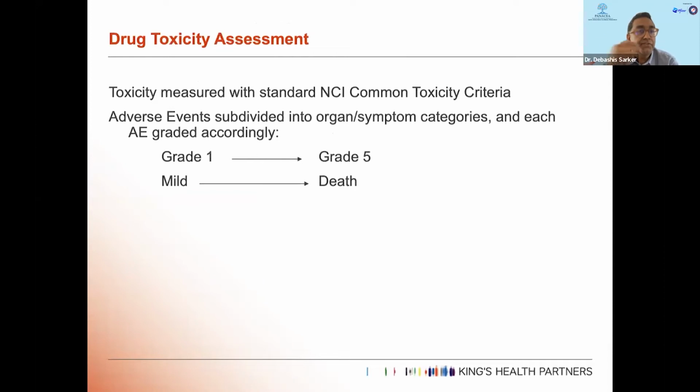So how do we measure drug toxicity? Hopefully you'll be aware of the NCI, National Cancer Institute, Common Terminology Criteria for Adverse Events. This defines all adverse events according to organ and symptom categories, and they're graded between 1 to 5, 1 being mild, 2 being moderate, 3 being severe, 4 being life-threatening, and 5 death. This is an international gold standard way for us to assess drug toxicity. So when you're doing clinical trials, be it phase 1, phase 2, phase 3, wherever you're doing it, if you're in the UK, India, America, or Japan, every patient is being assessed according to the same toxicity criteria.